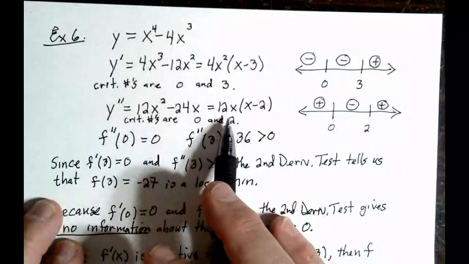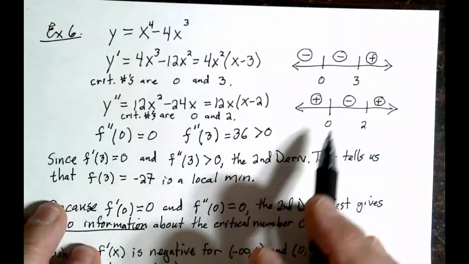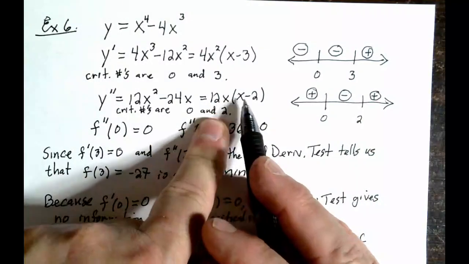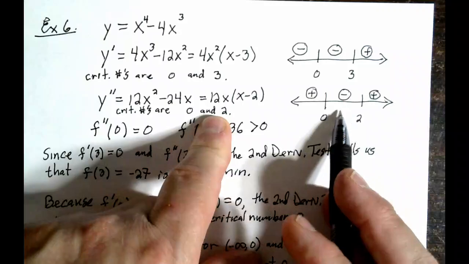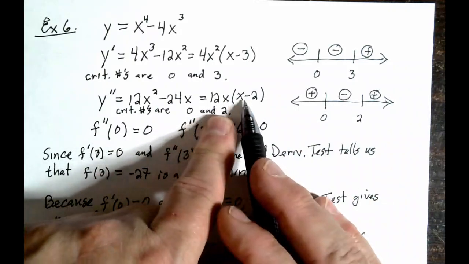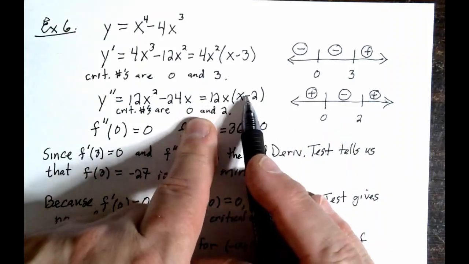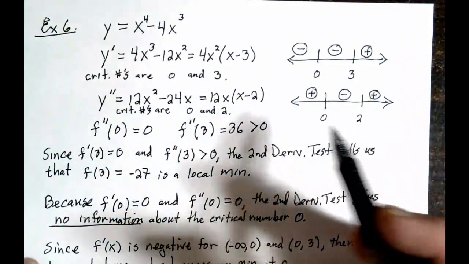Now when you take the second derivative and factor, you get 0 and 2 as your critical numbers, and now you plug test values into the second derivative, like minus 1 here gives you negative, negative, which is positive. A positive 1 will give you positive and negative, which is negative, and a positive 3 gives you positive and positive multiplied together, which is positive.